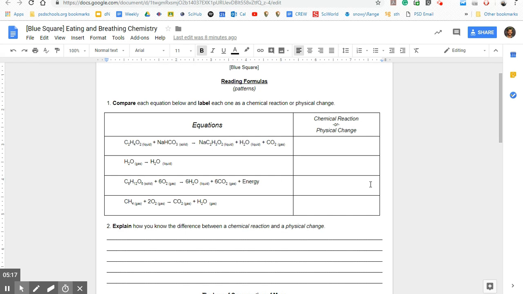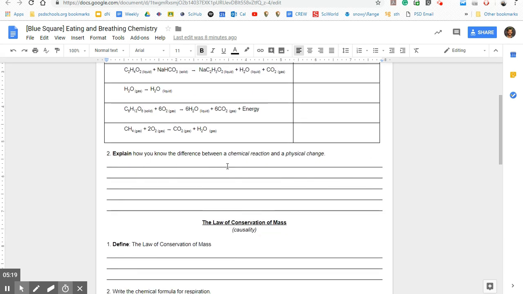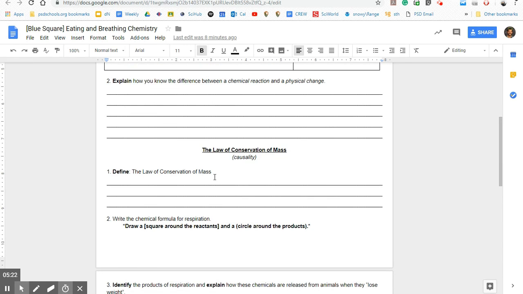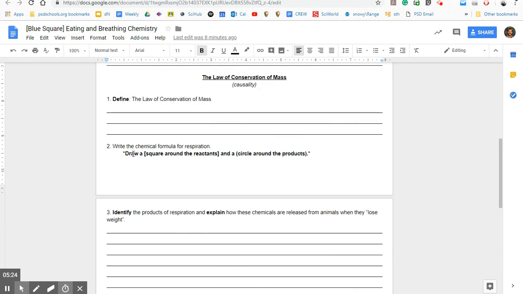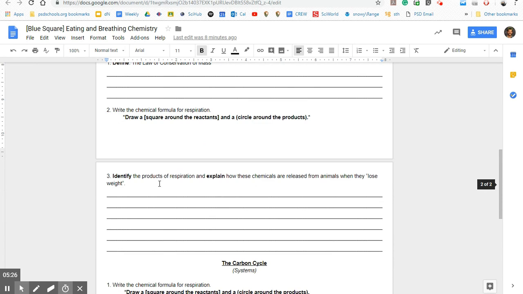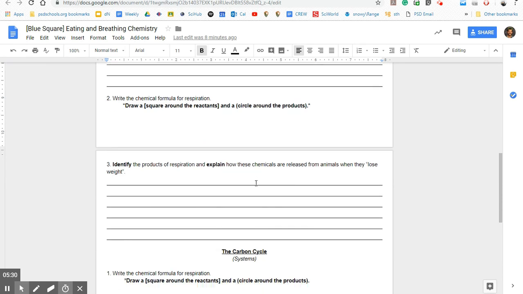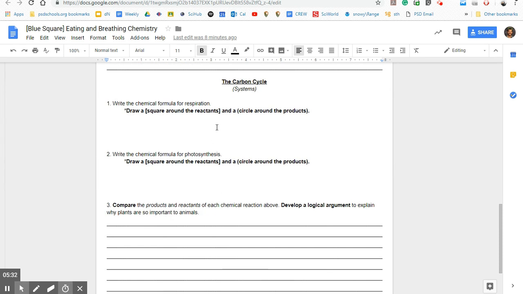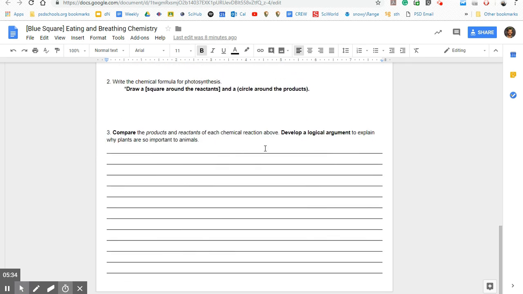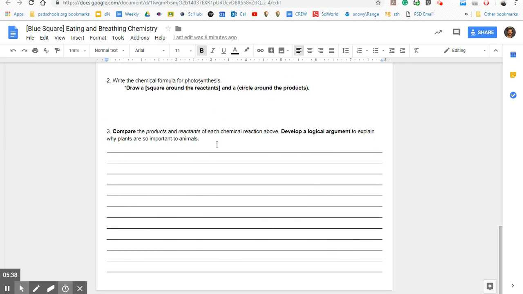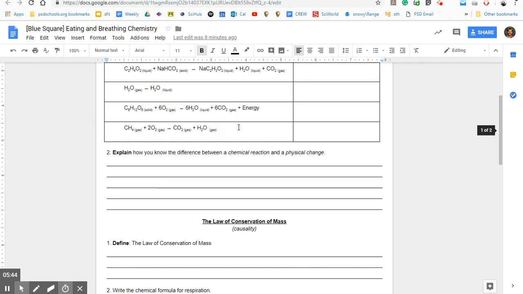I want them to compare and label each of these as either a chemical reaction or a physical change, to explain the difference between the two, define the law of conservation of mass, to write the chemical formula for respiration, identify the products and explain how the chemicals are released, and then to go on and talk about the carbon cycle, and then develop a logical argument to explain why plants are so important to animals. So if a student could answer this, then awesome, they are proficient.